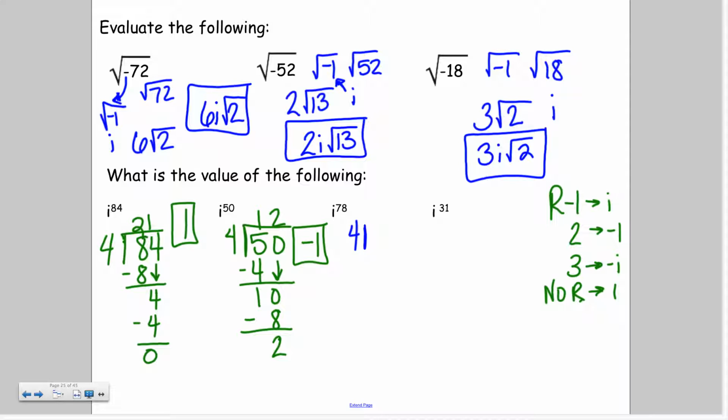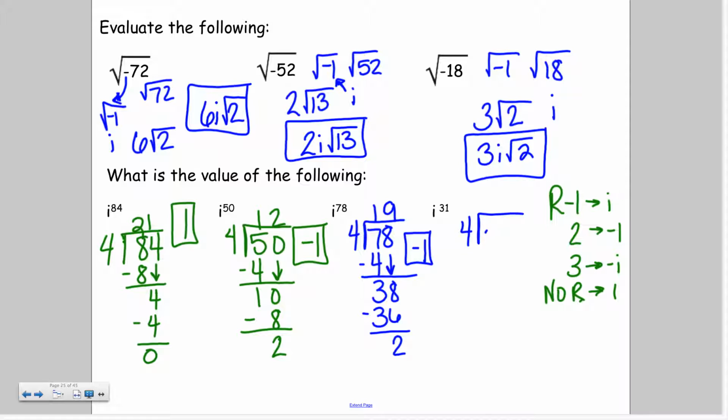I'm going to do 4 and 78. 4 goes into 7 one time. I'm left with 3. Bring down my 8. 4 goes into 38 9 times. That's 36. And I'm left with 2. So my answer is going to be -1.